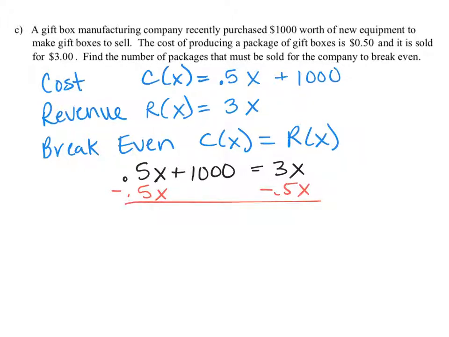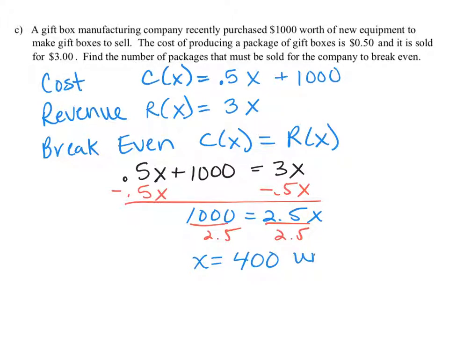Now we can solve this equation by solving for x. Subtract 0.5x from both sides of the equation, and we get 1,000 is equal to 2.5x, and then by dividing both sides by 2.5, we find that x is equal to 400. So 400 units must be sold, or 400 packages of gift boxes must be sold in order for the company to break even.